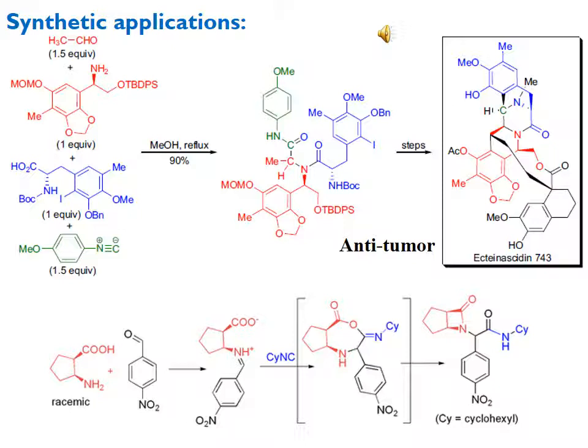is an anti-tumor drug. The second example is a racemic amino acid, which interacts with an aromatic aldehyde, and then on reaction with cyclohexyl isocyanate we get the final product. And due to the presence of acid and amine moiety on the same ring, we get a cyclized product, which after some rearrangement is converted into another cyclized ring.